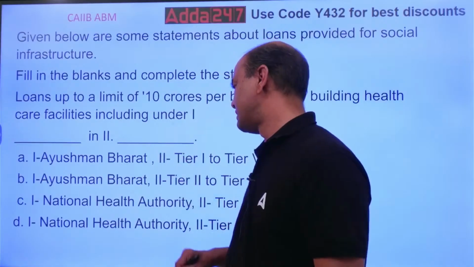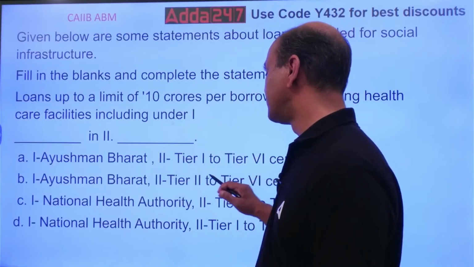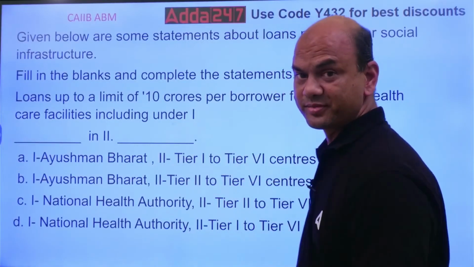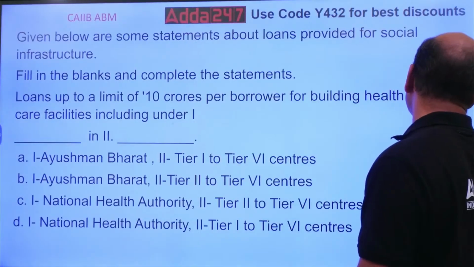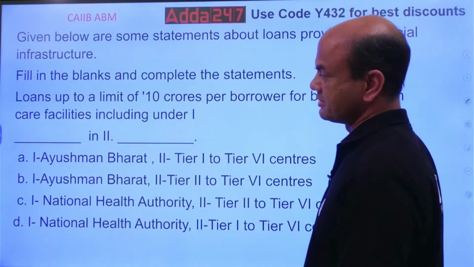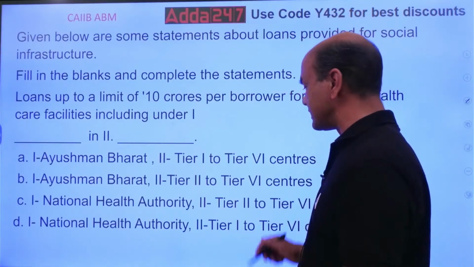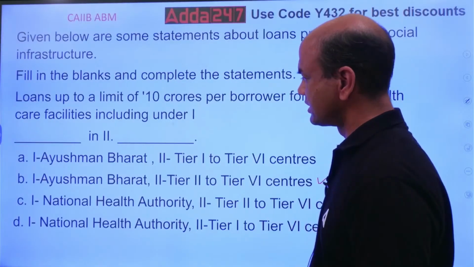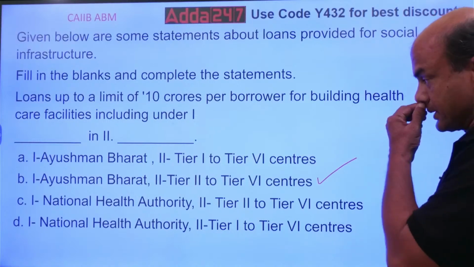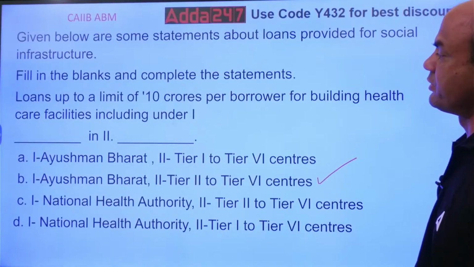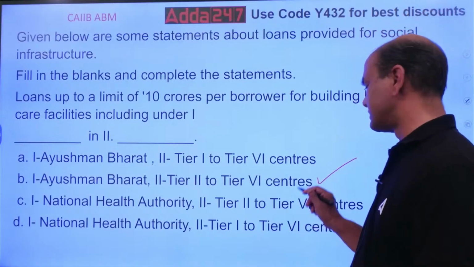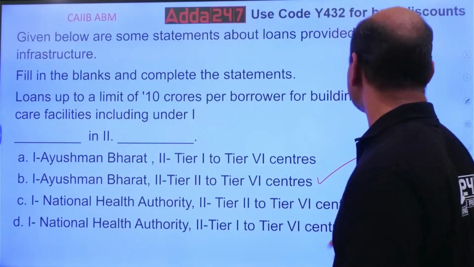In dash, in tier 2 to tier 6 cities. This is purely based on revision, no brain work over here. So the answer is: loans up to rupees 10 lakhs per borrower for building healthcare facilities under Ayushman Bharat in tier 2 to tier 6 centers. Got it?